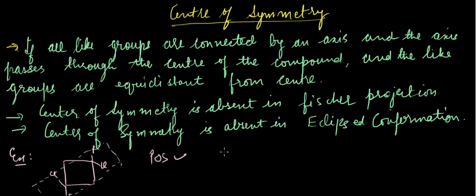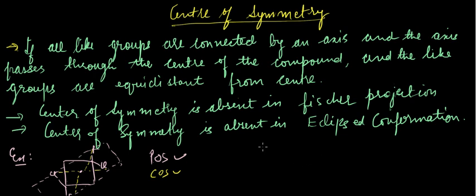Okay, this is the plane of symmetry, and what is the center of symmetry? Is there an axis which passes through the center of the organic compound and all the like groups are equidistant from the center? Yes, this is indeed the case. Let me draw it here. All the like atoms are equal distance from center of symmetry, so center of symmetry is also there in this compound.